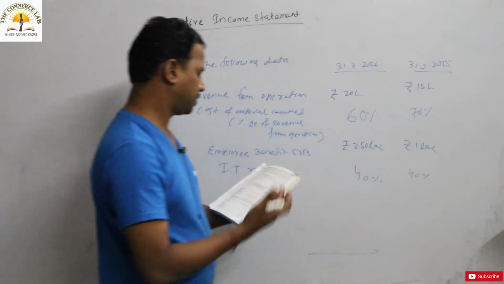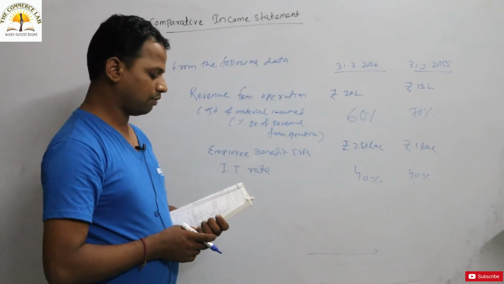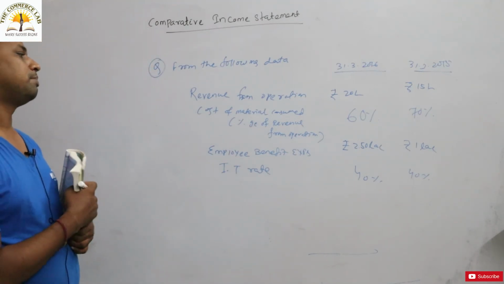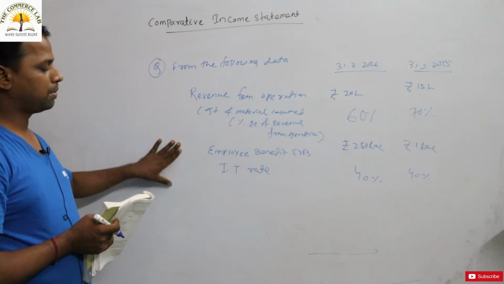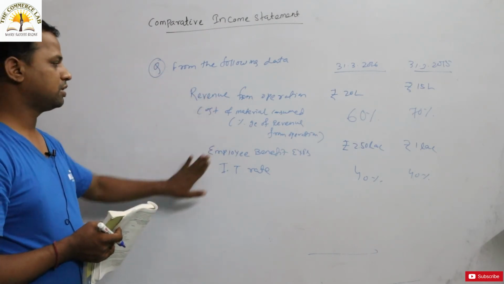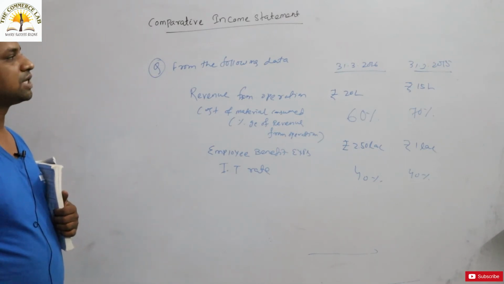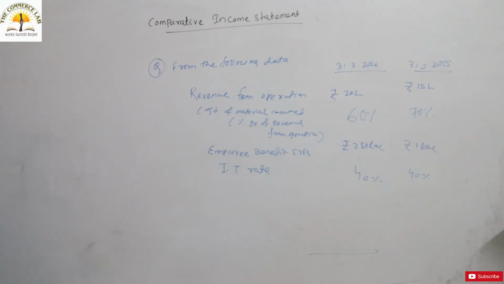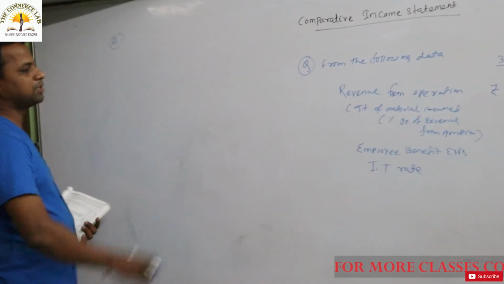So what you need to prepare is the comparative statement of profit and loss. This is the particular question given. What is given, everybody? Revenue is given, then consumption, then employee benefit, then income tax rate. You have to prepare the comparative income statement or comparative profit and loss account. So how do we prepare the answer or the solution of this problem?